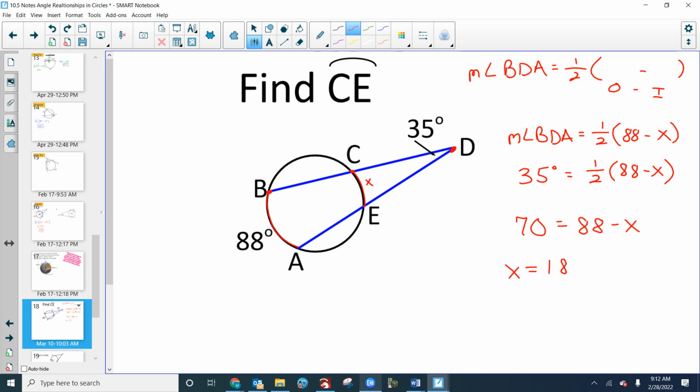Do you agree? So that is an 18-degree arc. 18 degrees. I would need to see some sort of work for this. I know some of you could probably guess and check at that answer. You probably take half of 88 minus something, and kind of guess and check at it to get 35. Okay, I'd like to see some work there.